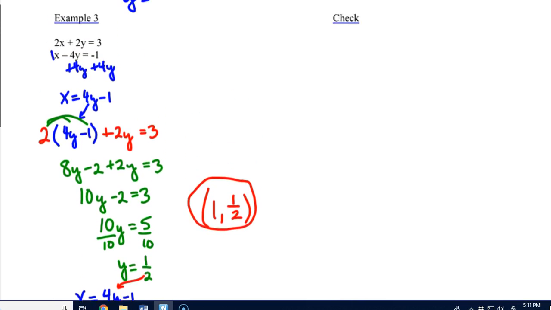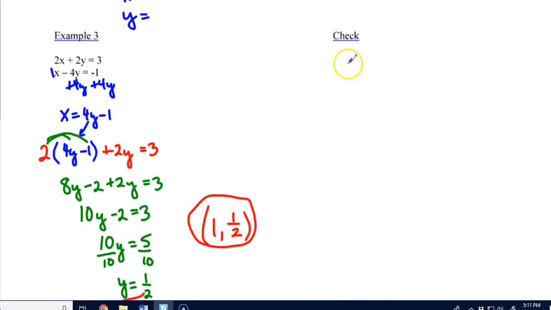We just need to do a check. So go ahead over into this space and check your solution point in both equations, both original equations, because you may have made a mistake, or I may have made a mistake, going from this form that we were given to this manipulated form, and I won't catch that mistake unless I check in my original equation. Okay, so do it on your own. Play the recording to check.